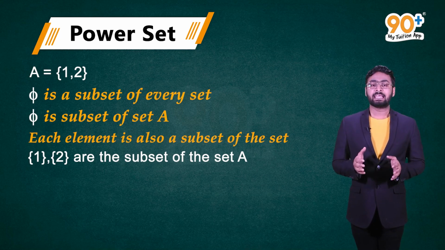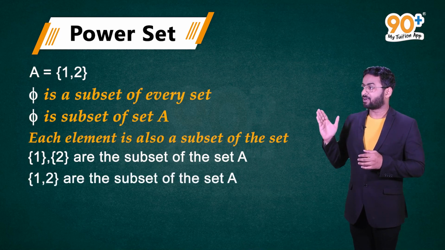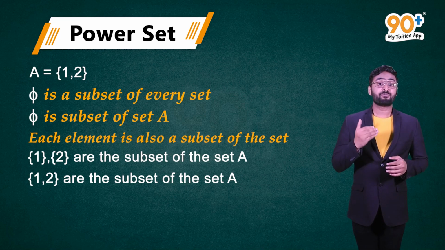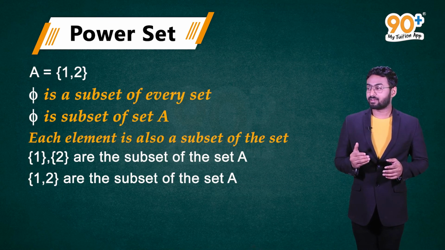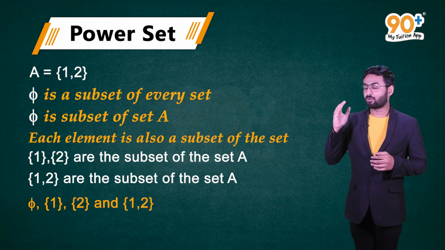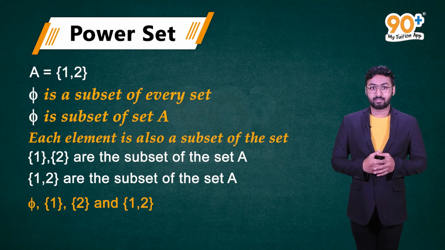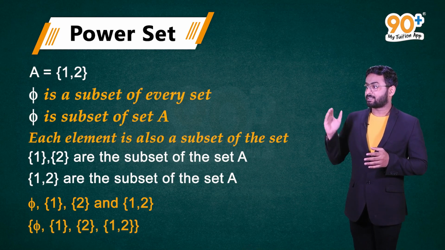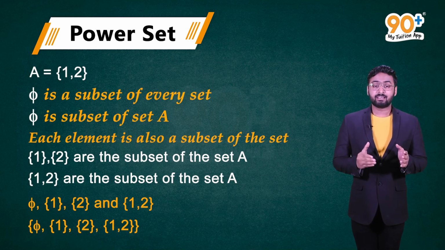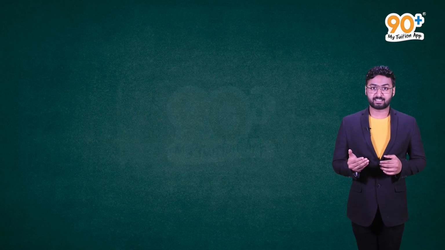Also, we know that every set is a subset of itself. So the set {1, 2} is a subset of the set A. So there are 4 subsets in total, and they are phi, set {1}, set {2} and set {1, 2}. Now let us form a set with all these subsets. So this is a set of all the subsets of the set A, and this set is called the power set of set A.